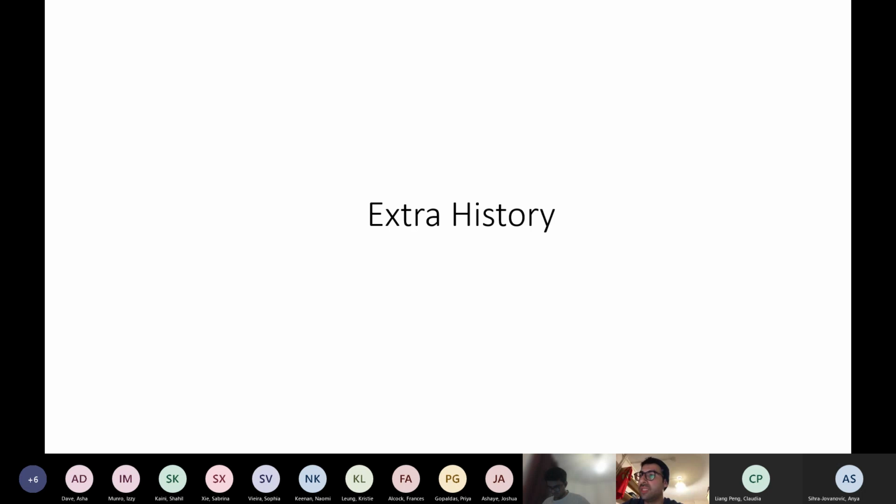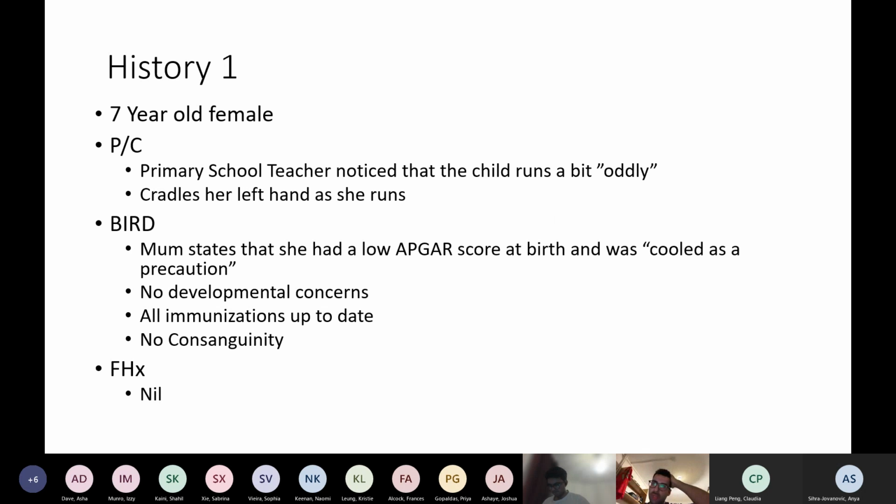Okay, so this is the final one. A 7-year-old female. Her primary school teacher noticed that the child runs a bit oddly. She cradles her left hand as she runs, like this. So she holds her hand like this as she runs. Mum states that she had a low APGAR score at birth and was cooled as a precaution. She has no developmental concerns. All immunizations are up to date, and on asking the mother, there's no consanguinity.